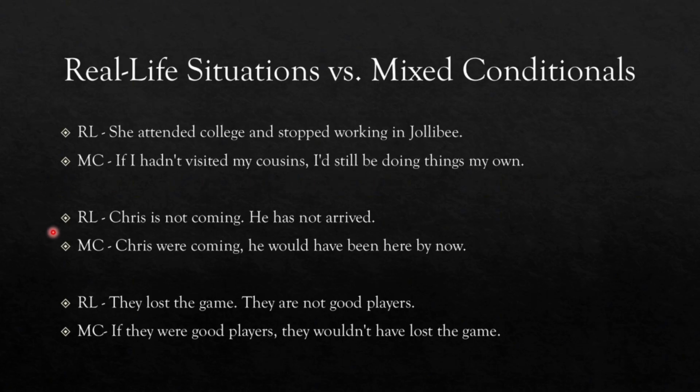Number two, we have RL: Chris is not coming. He has not arrived. And the MC: if Chris were coming, he would have been here by now. And lastly, we have RL: they lost the game. They are not good players. And in the MC: if they were good players, they wouldn't have lost the game.